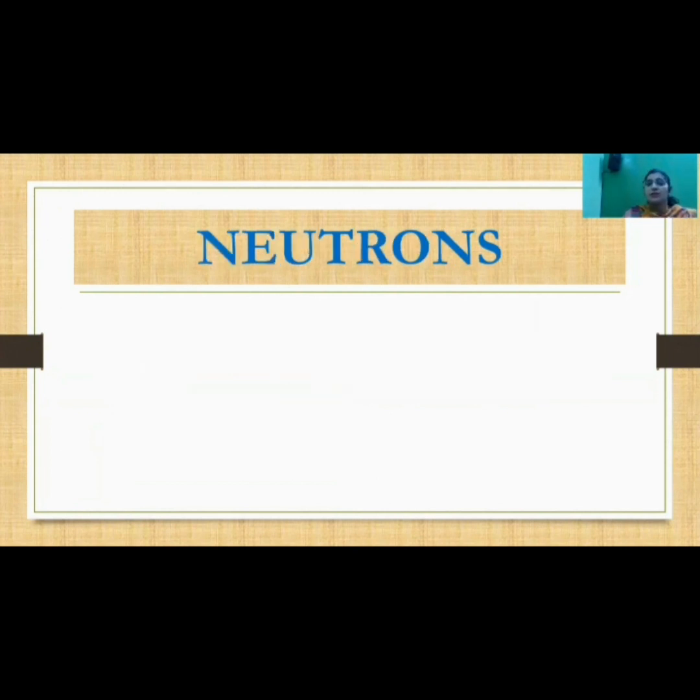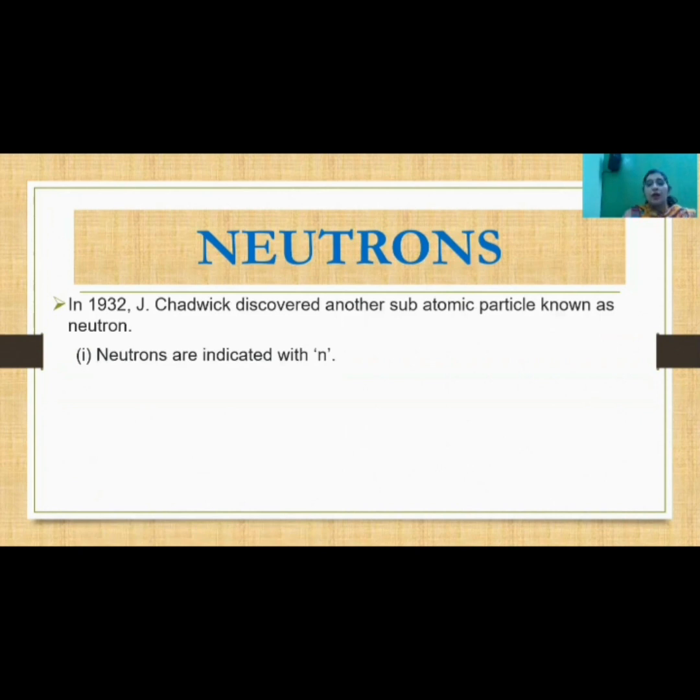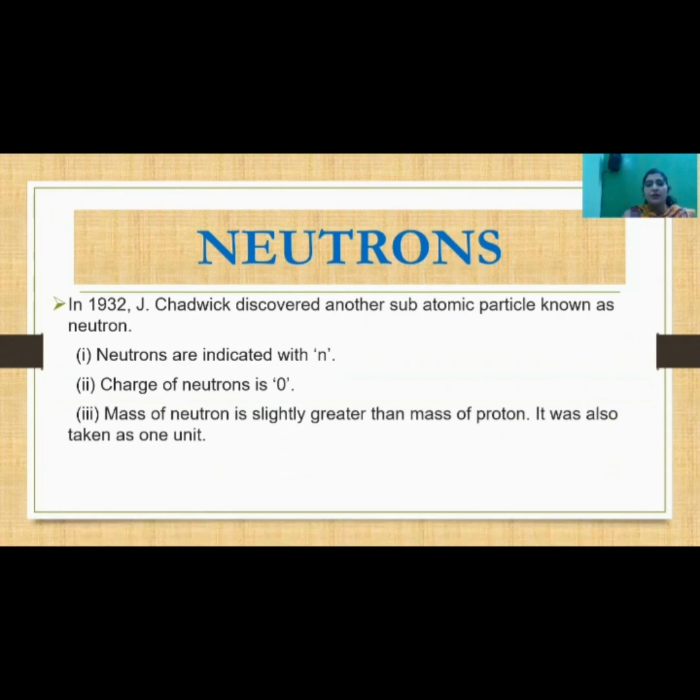Neutron. The neutron is the third subatomic particle. It was discovered by J. Chadwick in 1932 as the third important subatomic particle. Neutrons are indicated with a small n. It has no charge, so we can say the charge of a neutron is 0. The mass of a neutron is slightly greater than the mass of a proton. It was also taken as 1 unit.